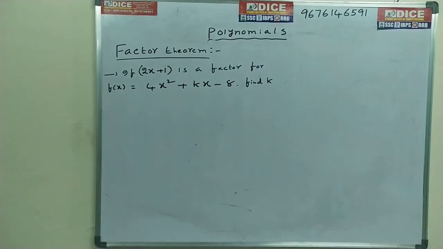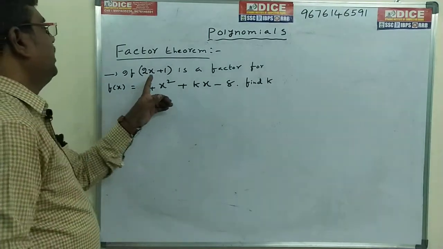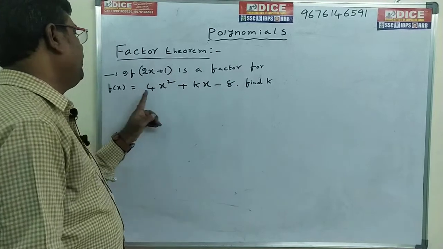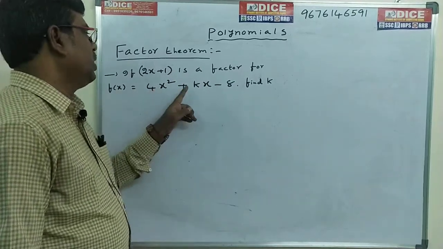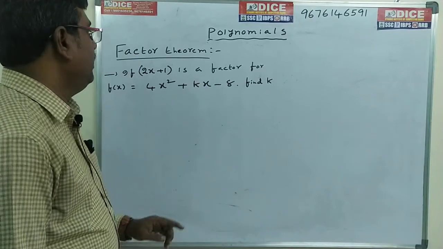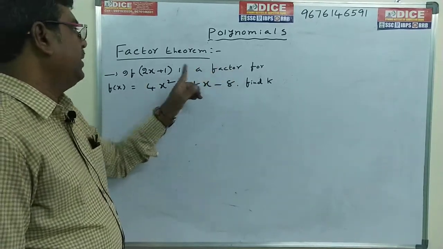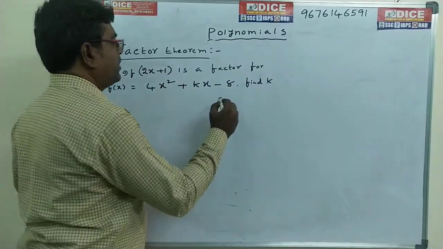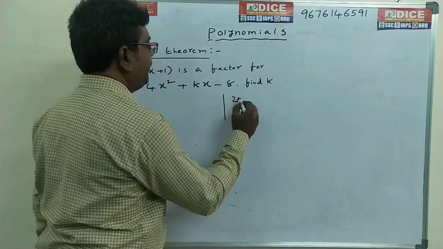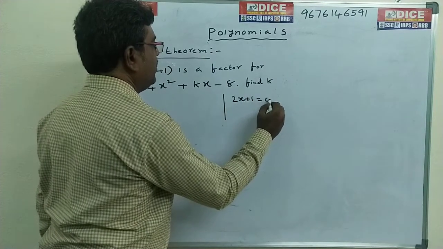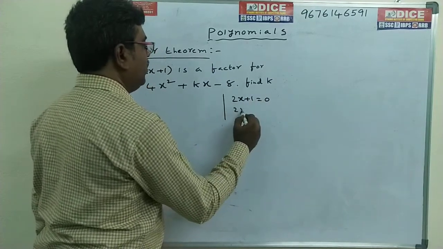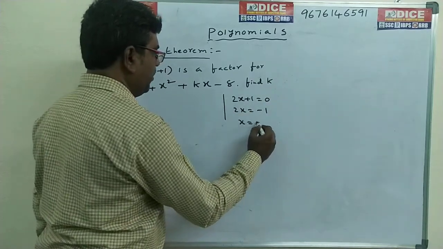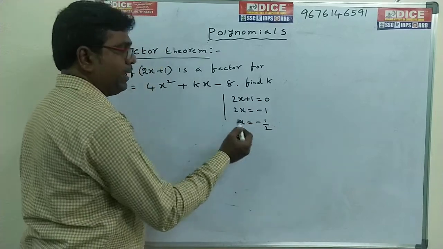Now come to the next problem. If 2x plus 1 is a factor for f of x is equal to 4x squared plus kx minus 8, find k. 2x plus 1 is a factor for this function, then find k. So how to find out? First of all, 2x plus 1 is a factor. Let us assume 2x plus 1 is equal to 0. Send 1 to that side, 2x is equal to minus 1. Send 2 downside, x is equal to minus 1 by 2. So therefore x is equal to minus 1 by 2.